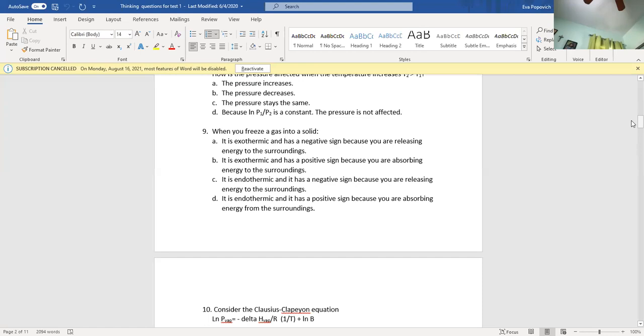Yes. Remember, we can't lose energy. So if it's a gas, it has more energy. If I'm turning that into a solid, that means I have a solid plus energy. The material has lost energy. It's exothermic. That energy got released to the surroundings.